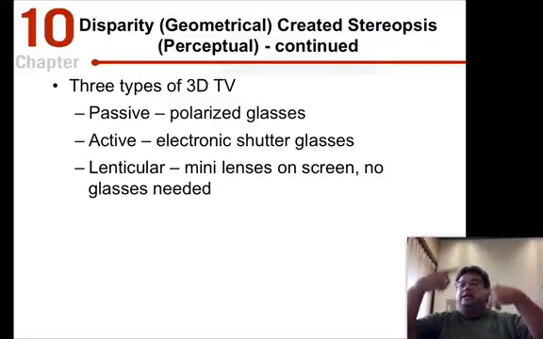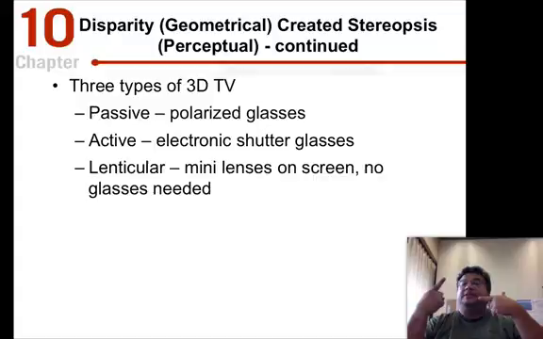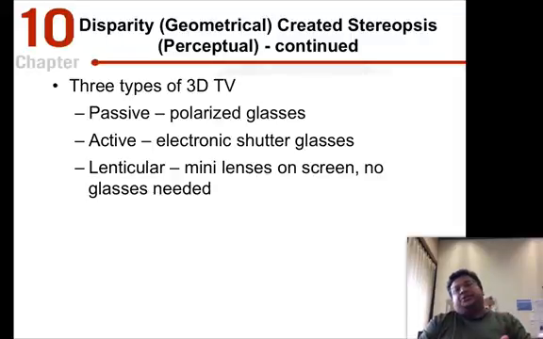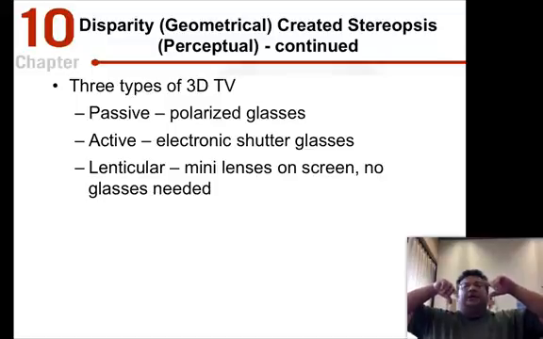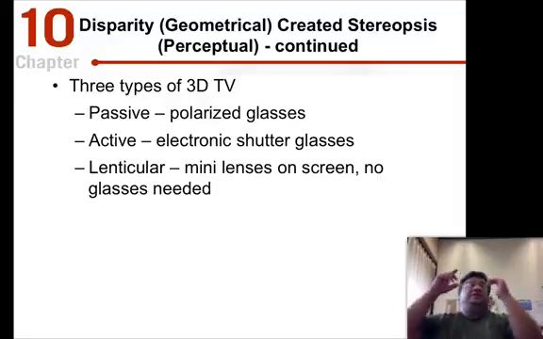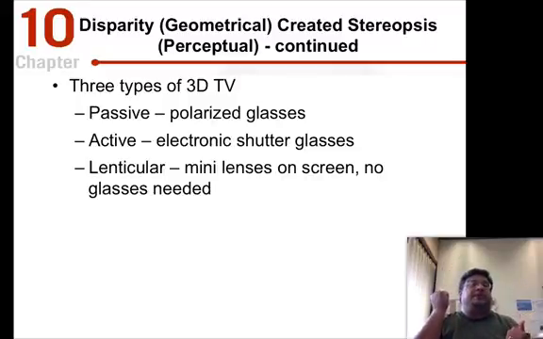And that polarized light, the differences in the polarized light between eyes, gives you that stereopsis, those different views on your retina, and it gives you the illusion of 3D. Active 3D is what's used mostly in the movie theaters as well as on 3D TV. They give you these electronic shutter glasses, and basically what these glasses do is they flicker on and off at different rates to give you a different perspective on this eye and a different perspective on this eye.